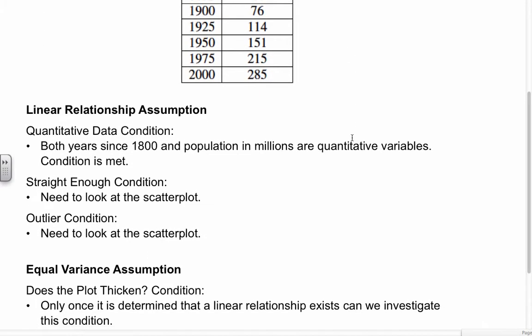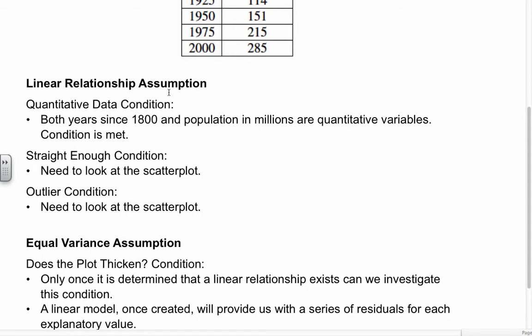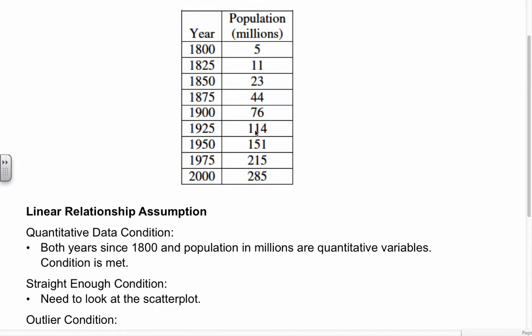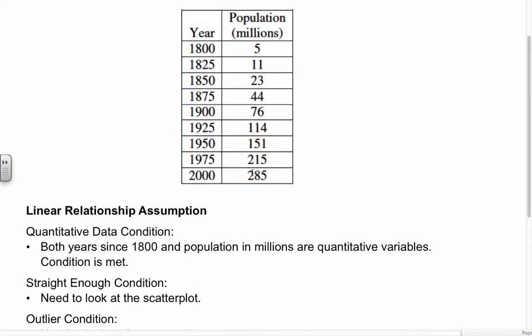So as we scroll down, linear relationship assumption, quantitative data condition. Both years since 1800 and population in millions are quantitative variables, so therefore that condition is met. The straight enough condition. There's no way to know that right off the bat, so I'm going to have to go through and create a scatter plot, and we'll do that using the graphing calculator. But knowing our intuition, if you will, of dealing with population, I don't think this is going to be straight.